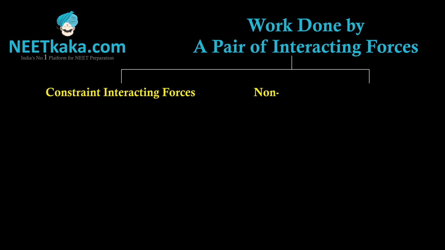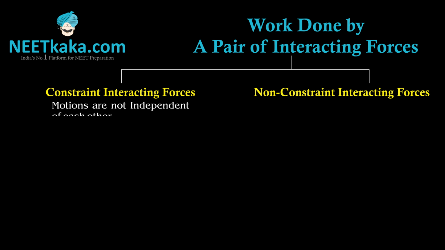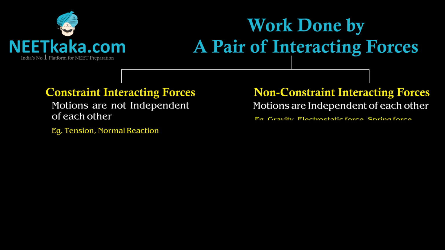Hello students, so today we are going to discuss the work done by interacting forces. Interacting forces can be of two types: constraint interacting forces and non-constraint interacting forces. Constraint interacting forces can be tension or normal reaction, in which the motion of one body solely depends upon the motion of the other body. The motions are not independent of each other. And then there are non-constraint interacting forces in which the motions are pretty independent of each other. They do not depend upon each other.